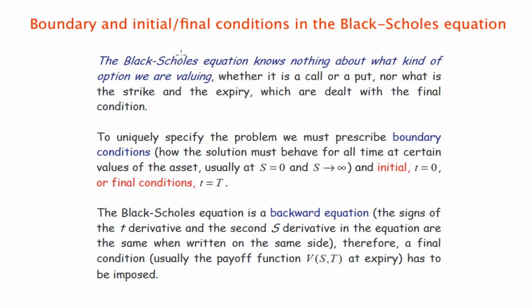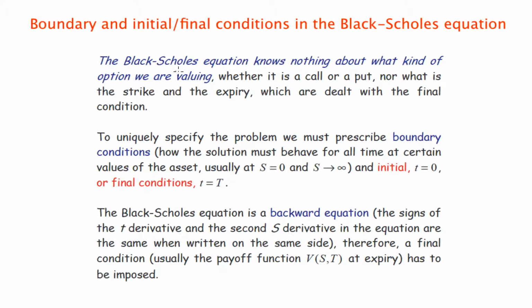So besides the partial differential equation, in order to completely specify the characteristics of the partial differential equation that we need to solve, we need to say which are going to be the boundary and the initial or final conditions in the Black-Scholes equation. There are several things that we need to have in mind. They are important, and we have talked about that earlier as well, but it's important to insist on that.